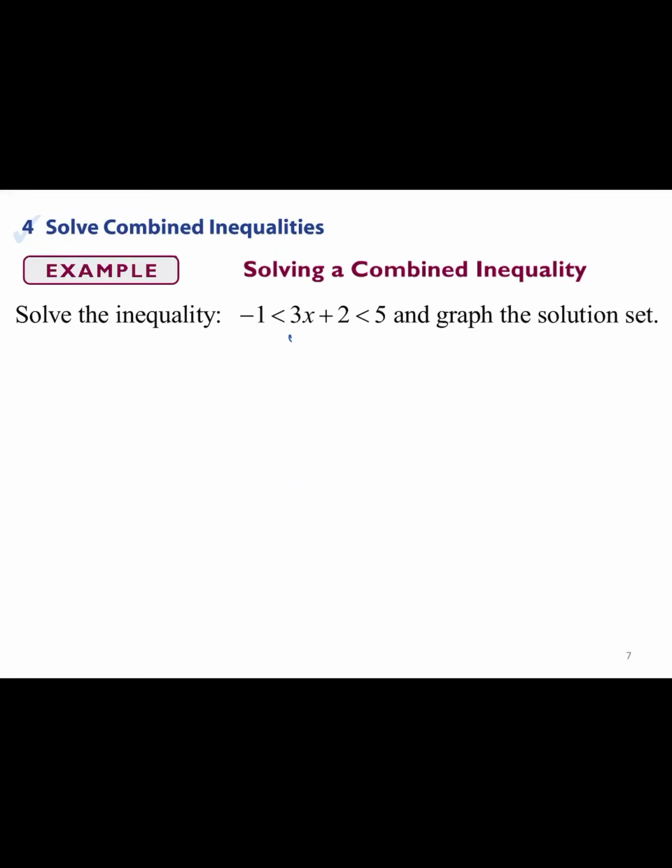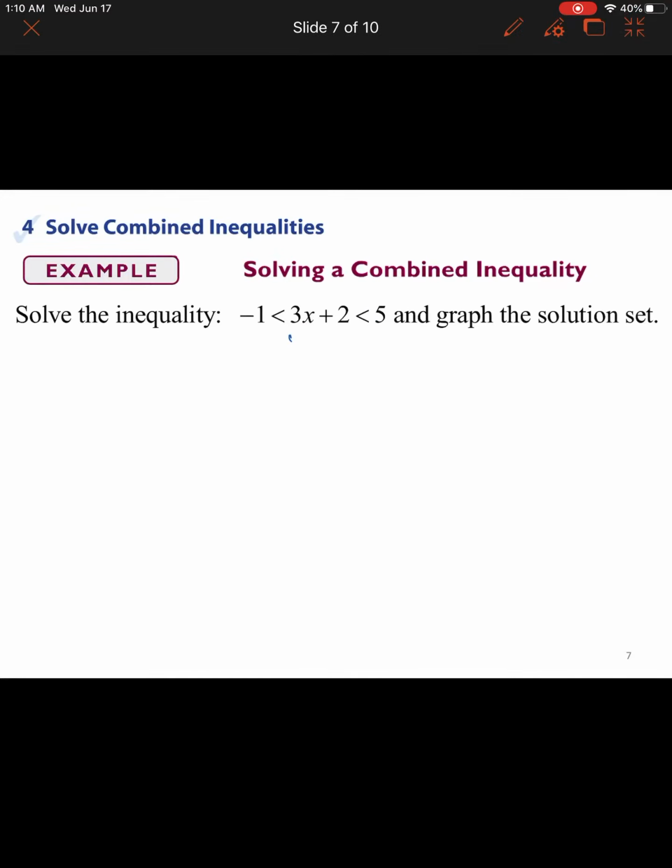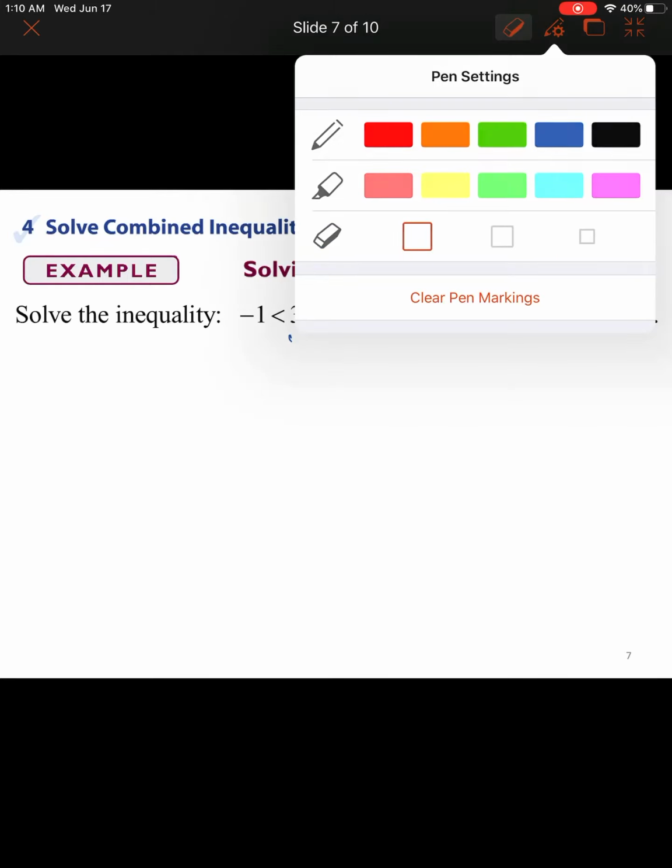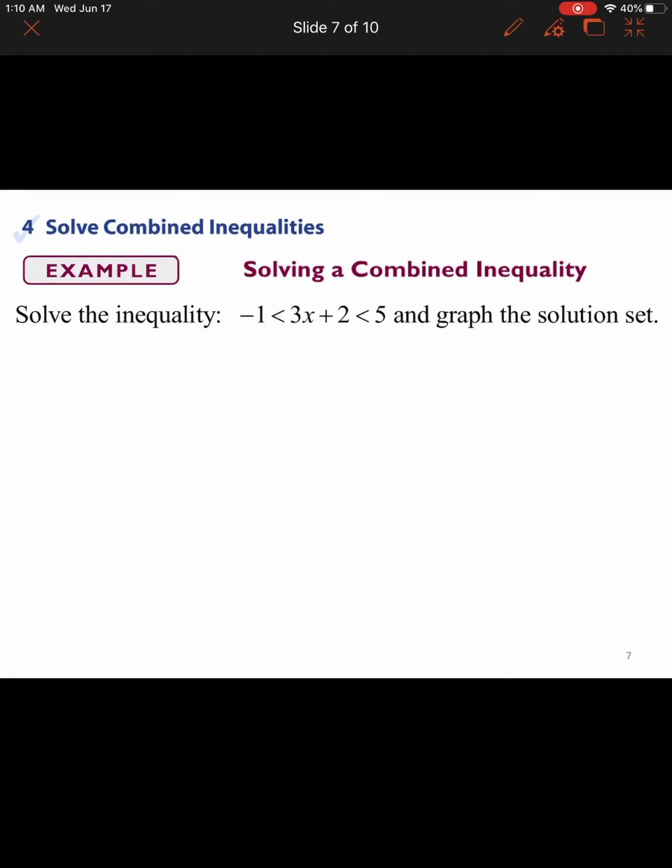When solving a combined inequality, work from the inside out. You get the variable by itself, so that leaves us with -3 less than 3x less than 3. Next, divide everyone by the center, because you want to undo what's attached to the variable. So that's -1 less than x less than +1.